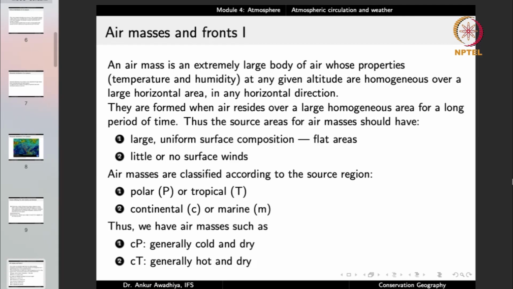And when we talk about the movement of air, it is important to note this concept of air masses. An air mass is an extremely large body of air whose properties, temperature and humidity at any given altitude are homogeneous over a large horizontal area in any horizontal direction. Now this concept becomes important when we are talking about planetary winds, because in the case of planetary winds, we are not talking about very small parcels of air. We are more concerned with those parcels that are very large in size. And how can you have a very large parcel of air?